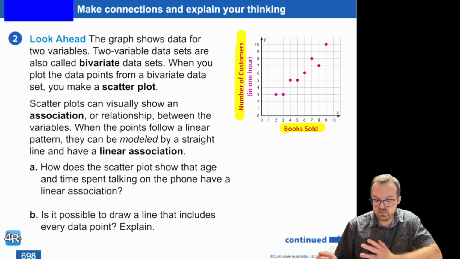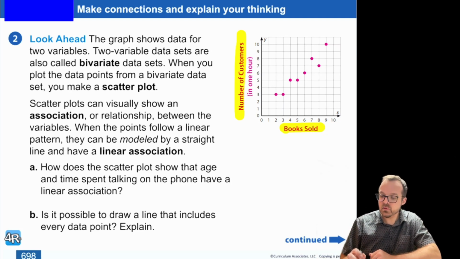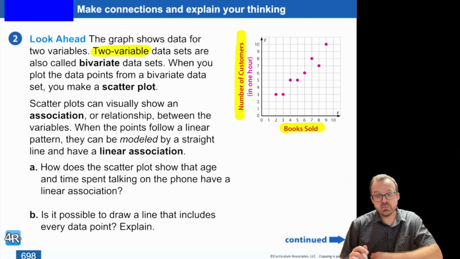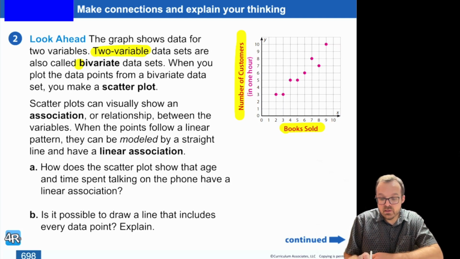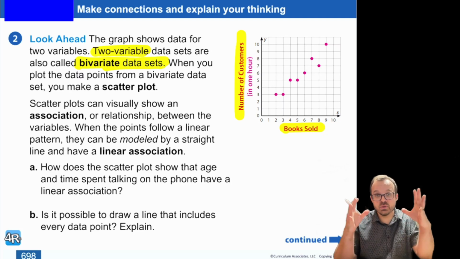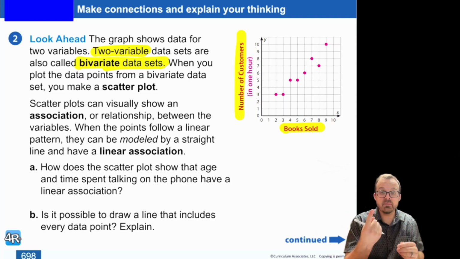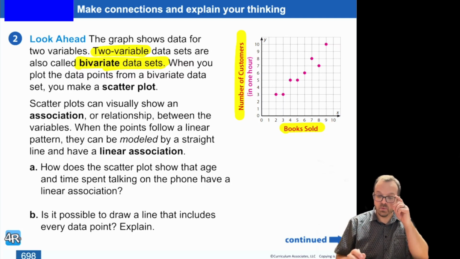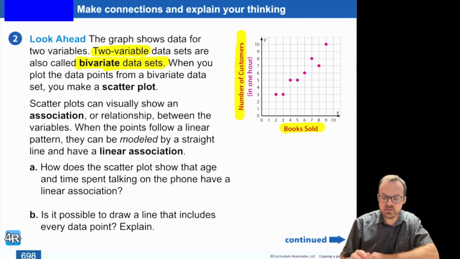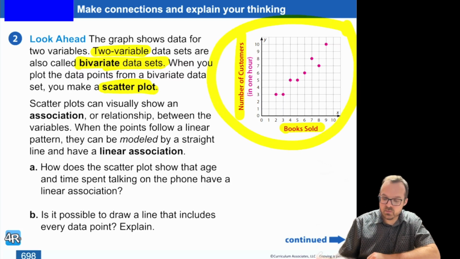That's okay. Nothing wrong there, all right? But we are dealing with 2 variables. And we're dealing with 2 variables in statistics. We call it bivariate data sets. And bivariate is just 2 words kind of joined together, right? You got bi meaning 2 and then variate meaning variables. 2 variables. And when you plot the data points from a bivariate set, you make a scatter plot. And that's what we have right here, a scatter plot.